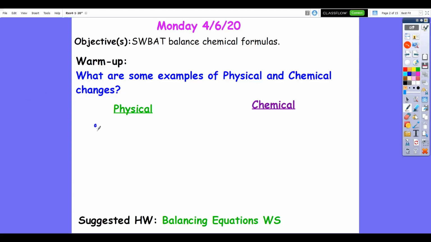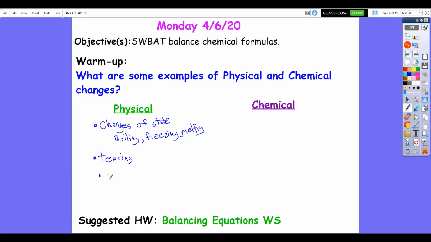There it is. Examples of physical changes would be changes of state. So boiling things, freezing, melting, just changing my physical state. So solid, liquid, and gas, any of those transitions. Another one would be tearing. If I rip a piece of paper in half, that's a physical change.